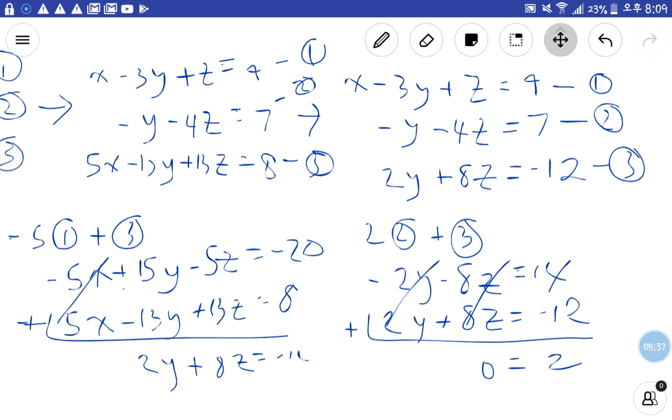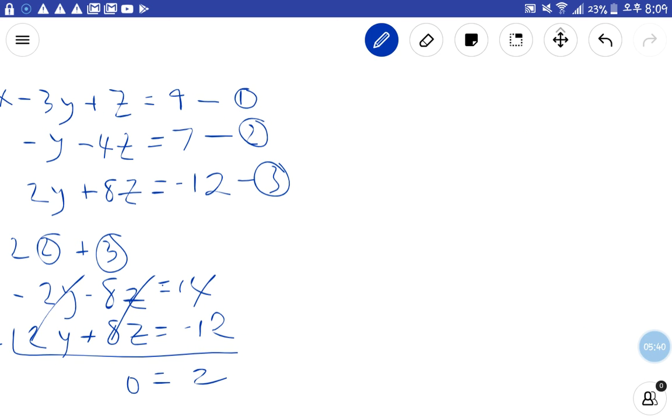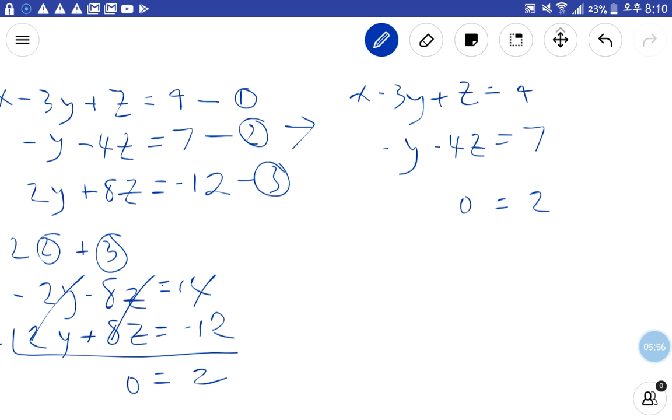Alright, so my final version of this system is going to look like this. x minus 3y plus z equals 4. I'm not going to touch anything. Negative y minus 4z equals 7. And I have 0 equals 2. I wanted to leave just z alone, but z just cancels out, and I got 0 equals 2. Does it make sense? Since 0 equals 2 is never true, we conclude that the system has no solution.